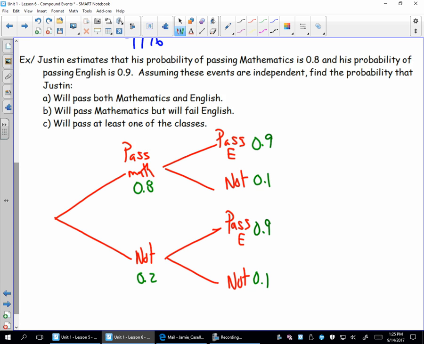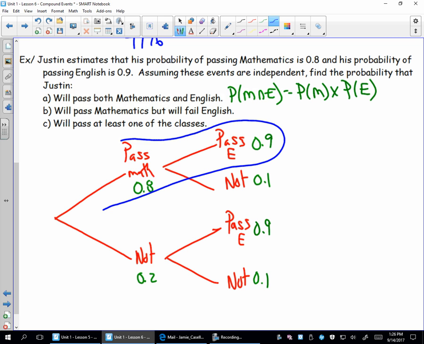Okay, let's try the questions. Pass math and English. All these things are independent, so I can very quickly multiply the two things together. In other words, I can follow the branch of my tree diagram, these ones right here, and I'll get my answer. 0.8 times 0.9 is 0.72.